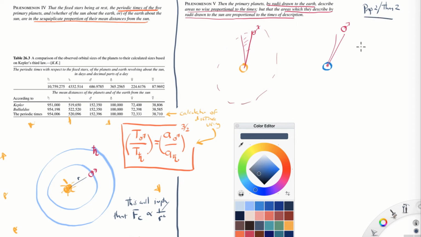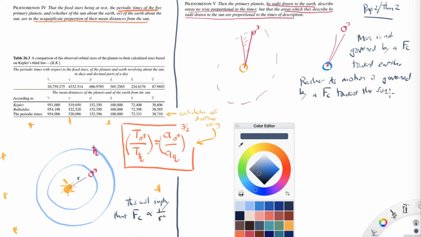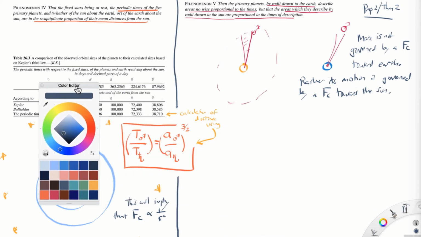So by this, he's going to argue that Mars is not feeling a centripetal force toward the Earth. Its motion is not governed by a centripetal force toward the Earth. Rather, its motion is governed by a centripetal force toward the Sun. Or if there is a centripetal force toward the Earth, it's negligible, very small compared to the centripetal force it's feeling toward the Sun. That is what he's getting at in phenomenon 5. I don't want to spend much more time on that one. I just want to mention it quickly.